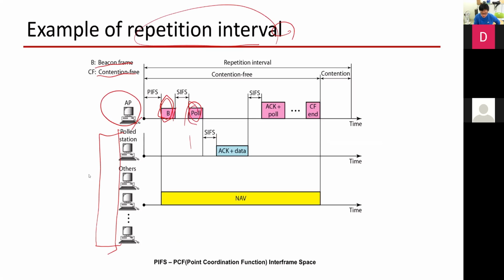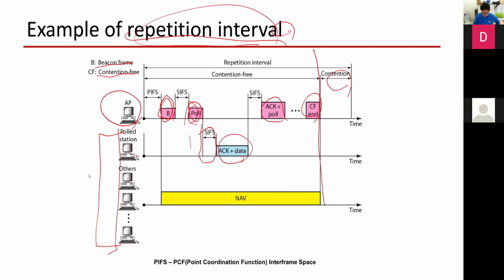Okay, then we do the poll and wait for SIFS. Okay, you are selected, then you are sending with the ACK. All the others, you are waiting for your time. Okay, then you are periodically doing this contention-free mechanism. Okay, so this is the contention-free, and then there's new contention.